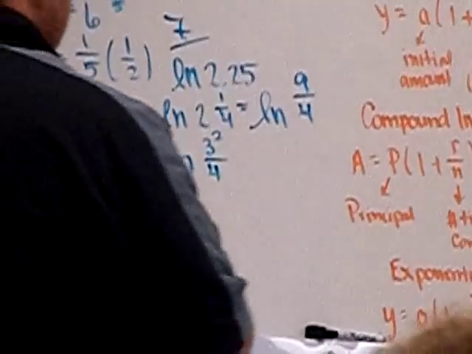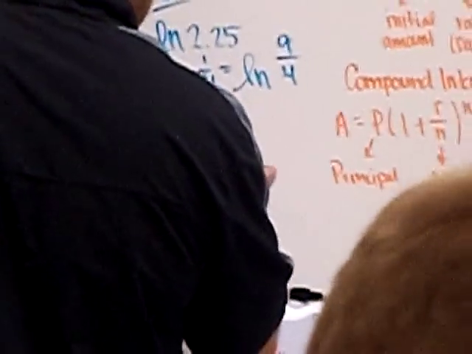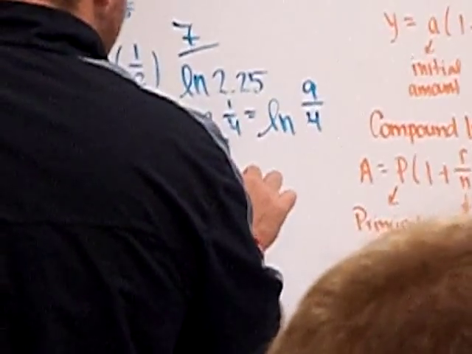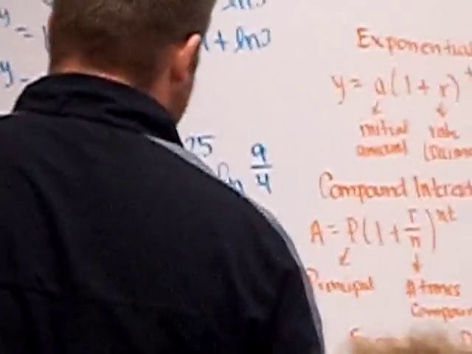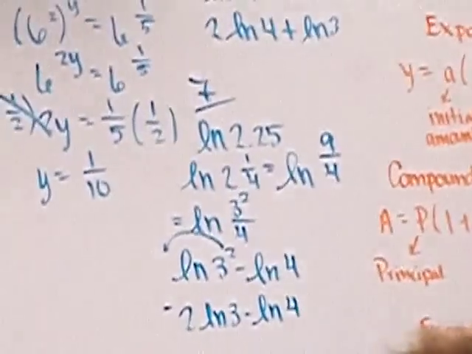This is a quotient, once again. So we subtract: natural log of 3 squared minus natural log of 4. The 2 comes out front. We get 2 natural log 3 minus natural log 4. Now we're done.